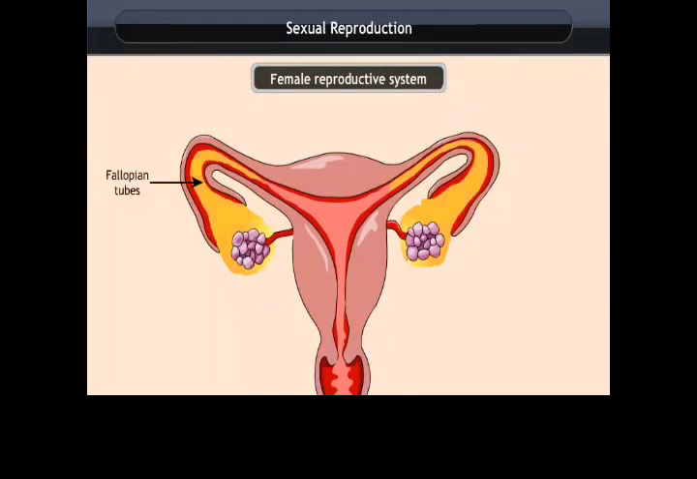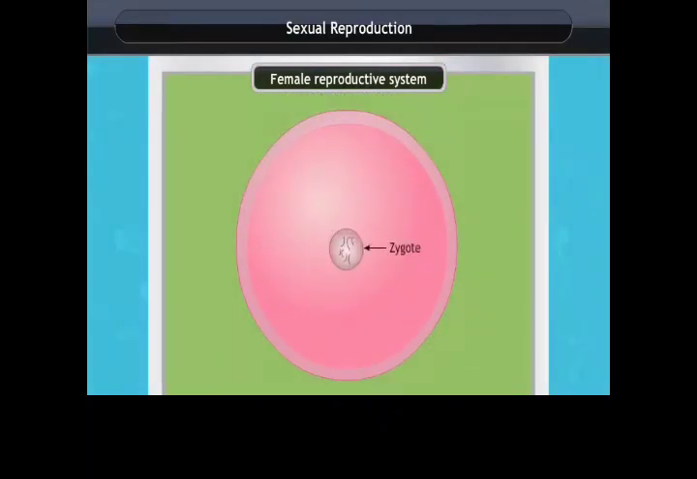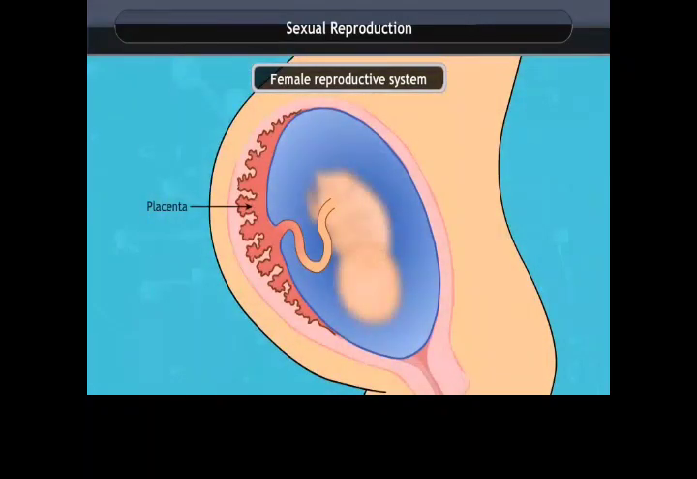The two oviducts unite into an elastic bag-like structure known as the uterus. The uterus opens into the vagina through the cervix. The sperms enter through the vagina and travel upwards and reach the oviduct where they may encounter the egg. The fertilized egg, or zygote, gets implanted in the lining of the uterus and starts dividing to form the embryo. The embryo gets nutrition from the mother's blood with the help of a special tissue called the placenta.